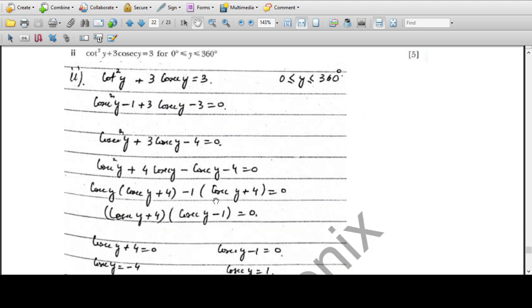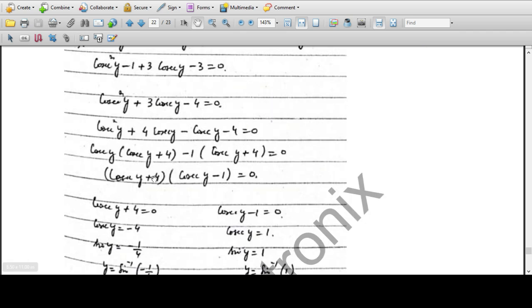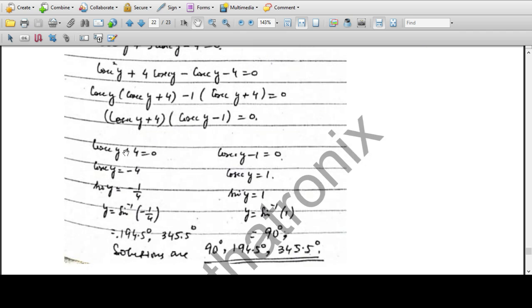So we have factorized this to obtain this. Either this is 0 or this is 0. If this part is 0, then we can write down cosec y plus 4 is equal to 0, and eventually sin y is equal to minus 1 upon 4. Cosec y minus 1 is equal to 0, so cosec y is equal to 1, sin y is equal to 1, and y is equal to sin inverse 1.